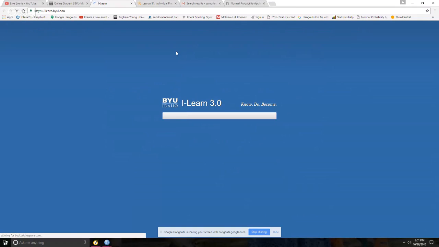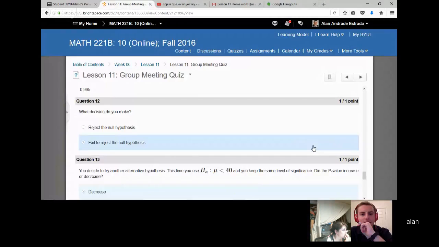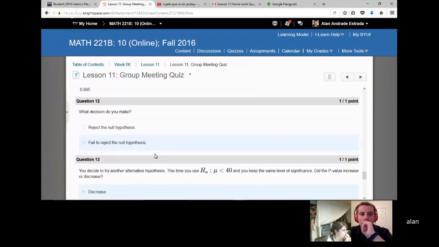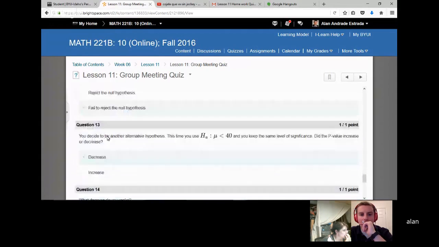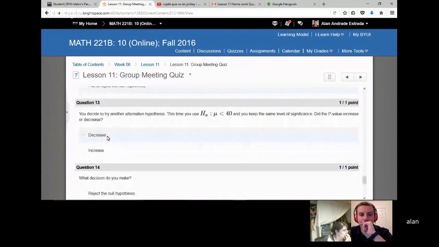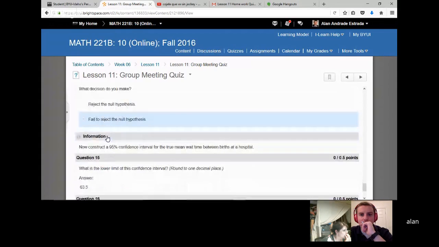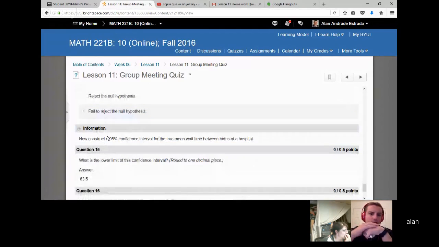It's in iLearn. Let's see. Hang on. I'm just so blown away by this because I feel like we've done everything. I don't know what we missed. But all the information that we have is right, except for 15 and 16. So the p-value is right. The 13 decrease is right.